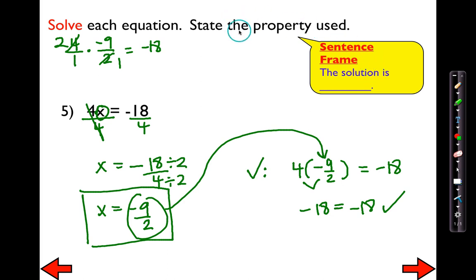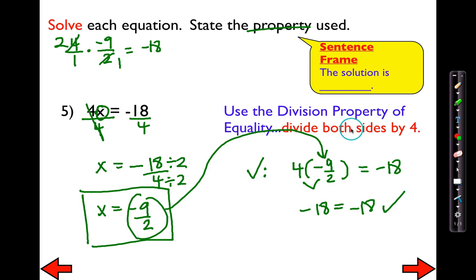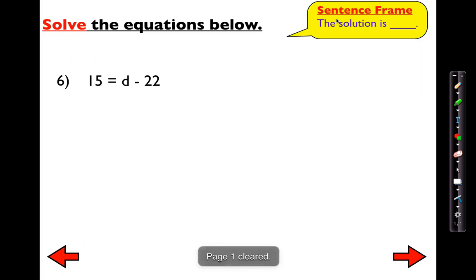Now, remember we're expected to state the property that we used. Well, we divided both sides by 4. So I'm going to say that we use the division property of equality since we divided both sides by 4. So hopefully you got that one right. So with that said, now I want you to go ahead and try number 6 by yourself.